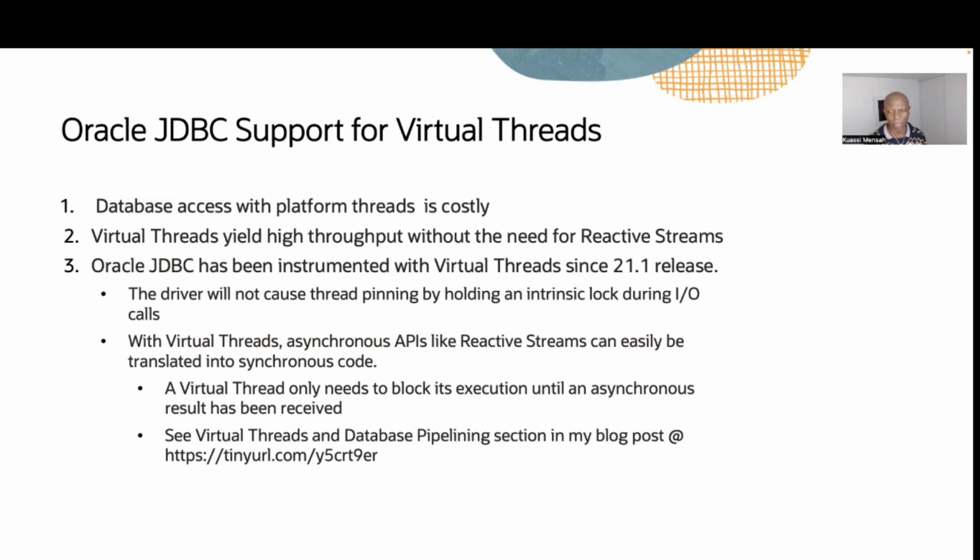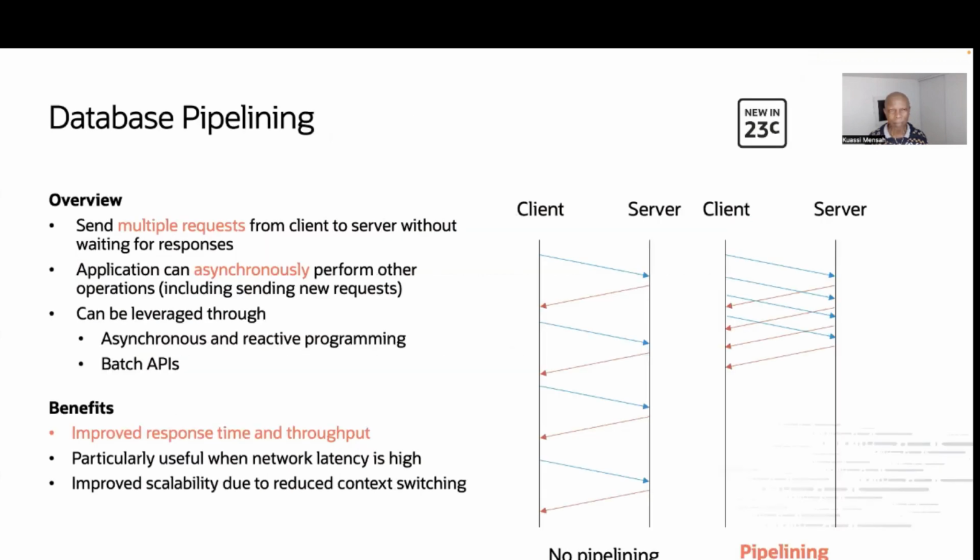And with virtual thread, asynchronous APIs such as reactive streams can be translated into synchronous code. We will show you an example when we get to the example with pipelining using database pipelining. In fact, we will just block execution until the synchronous result has been received, right? And you can see more details by going to my blog post, where the link is down there on the slide.